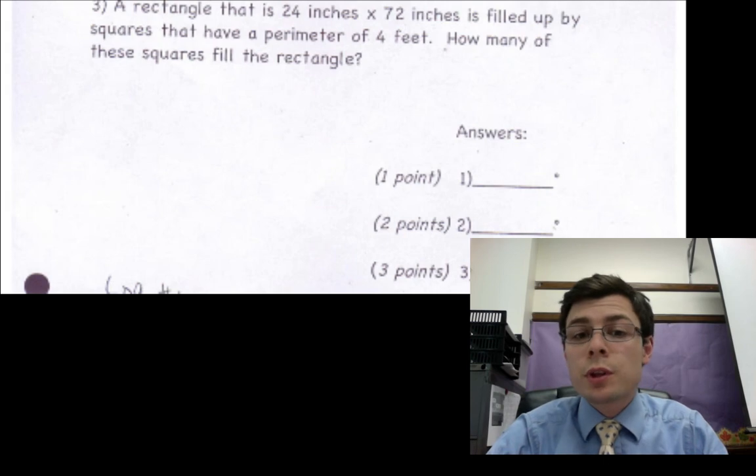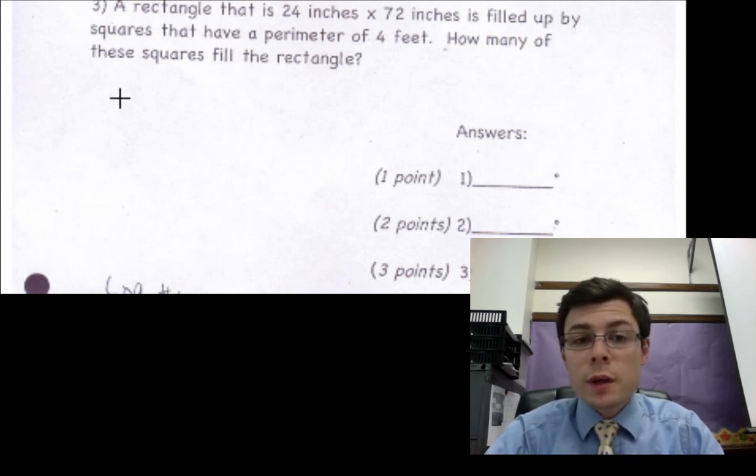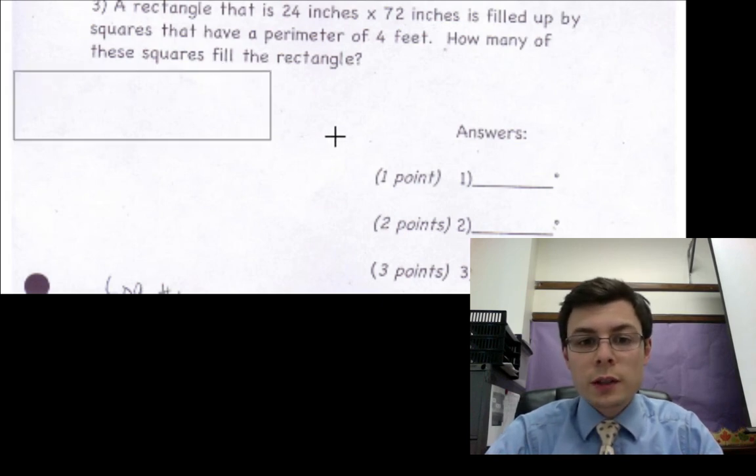Problem number 3 is a really great problem, but there are a couple things we need to note first. One of them is that the rectangle is given by its dimensions, and its dimensions are in inches. The second thing we want to note is that the square is given with a perimeter instead of dimensions, and its perimeter is in feet. So we'll start by converting everything to feet and finding the dimensions of each one of the figures.